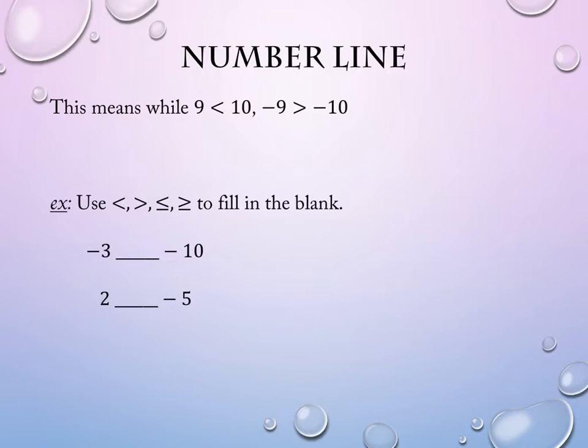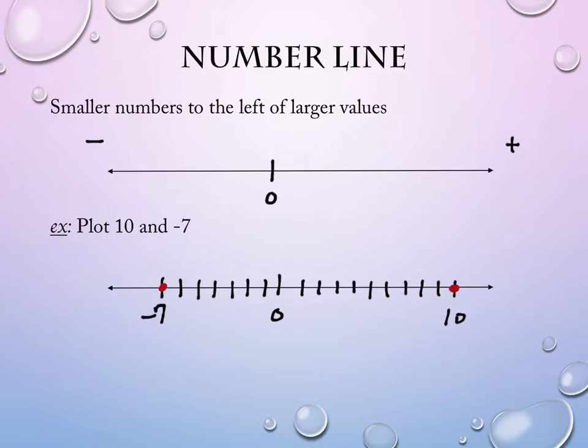So when we're thinking about a number line, while 9 is less than 10, it's actually that negative 9 is greater than negative 10. So sometimes that can just take a minute to set in. We always think about numbers being bigger or smaller based on where they are on the number line. So a number that is further left on the number line is smaller than a number that is further to the right on the number line.